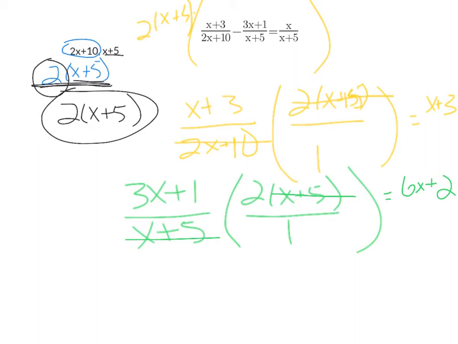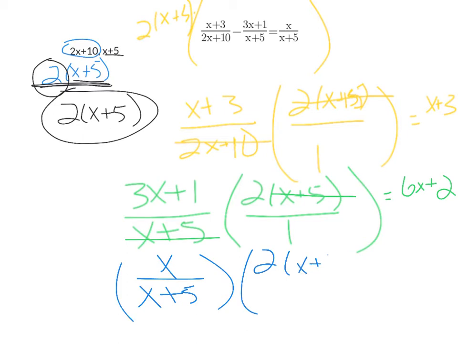Now if I take my final term, x over x plus 5, and I multiply it by 2 times x plus 5 over 1, I notice again that I have x plus 5 in this denominator and x plus 5 in this numerator. Using cross-canceling, those cancel out, and I'm left with x times 2, or 2x, over 1, which is simply just 2x. Now I can rewrite my equation as x plus 3 minus the quantity of 6x plus 2 equals 2x.